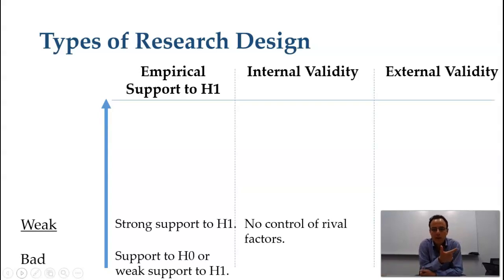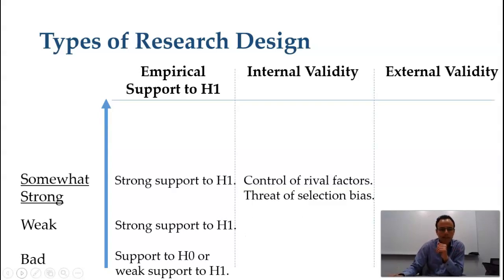We can have a weak research design when we find support for our hypothesis, but we do not control for rival factors. So if we just have that our relationship between X and Y is strong, but we don't know anything about C, potential Cs, be careful, because the conclusions that you are drawing might be wrong, and you can probably incur false positives or false negatives. In this case, probably false positives. Okay.